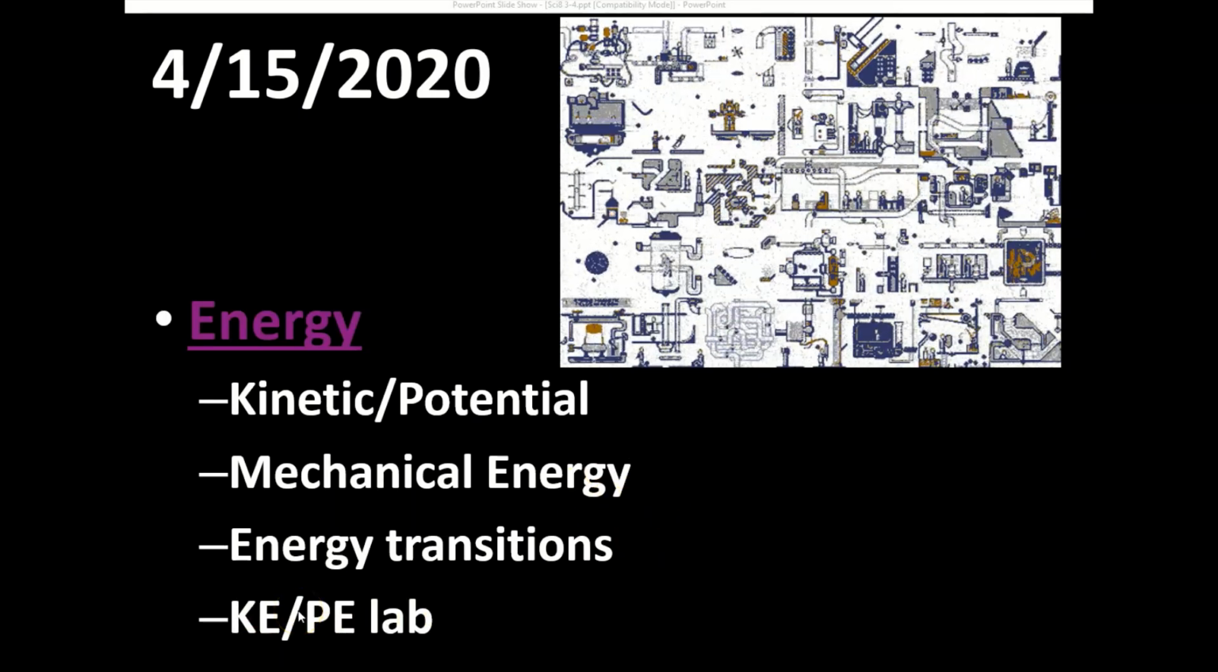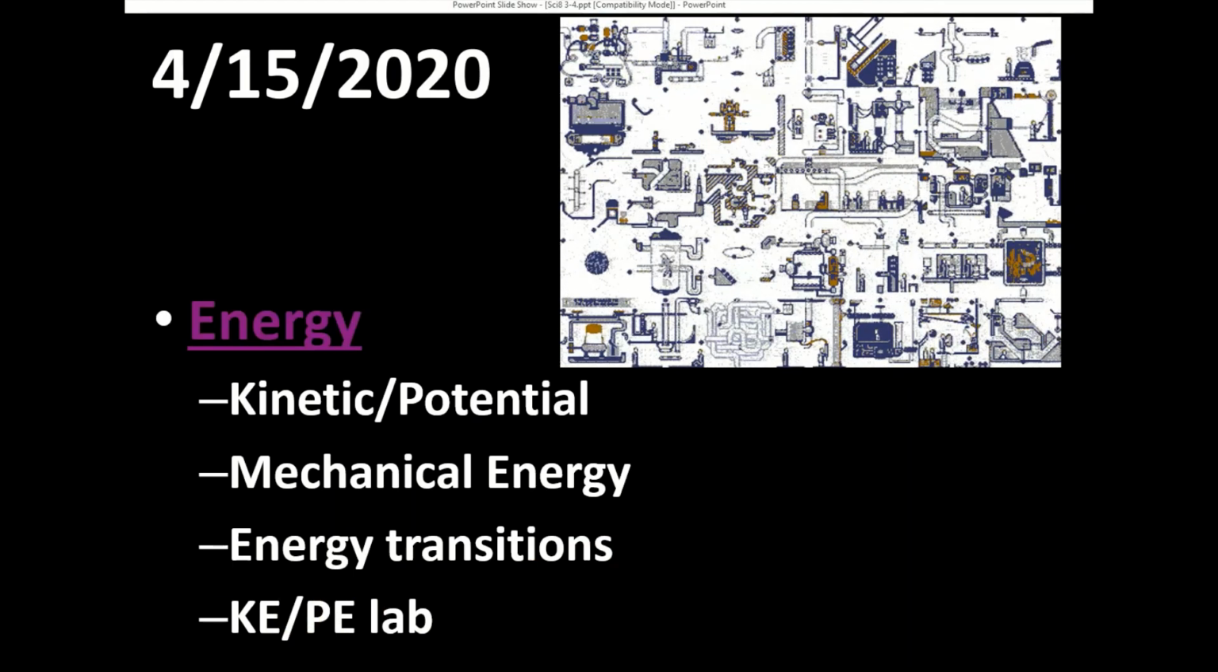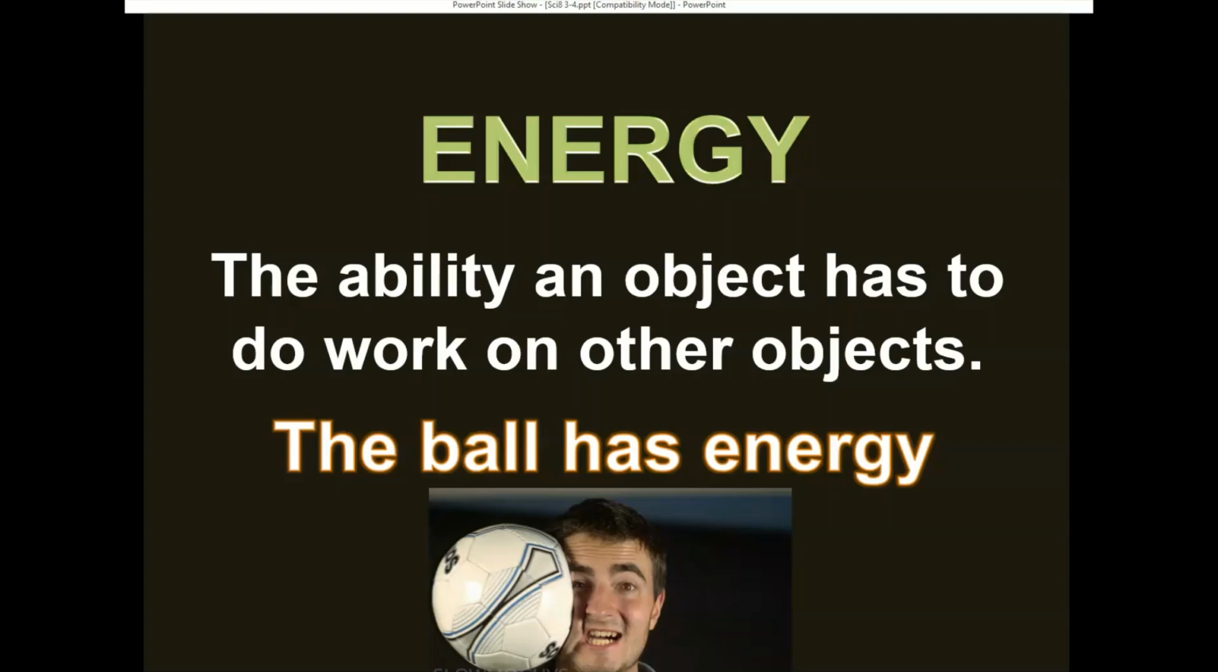But let's start off with the definition of energy. So I need you to take a few notes, real quick ones. All right, the first is a definition of energy. Energy is the ability an object has to do work on other objects, or the ability an object has to do work on matter in general, whether it's changing the behavior of the matter or changing something about the matter.